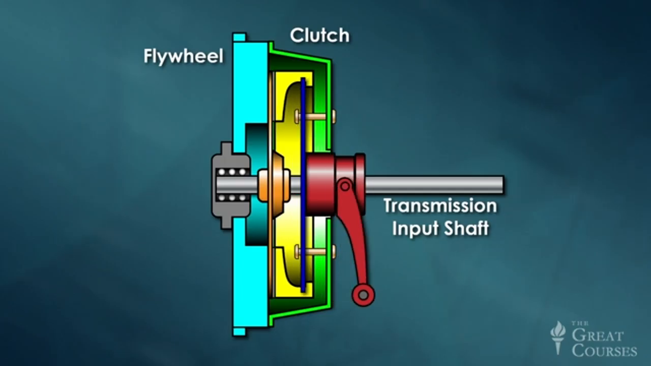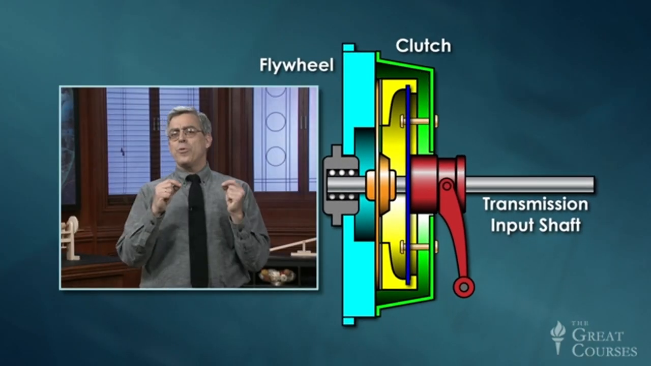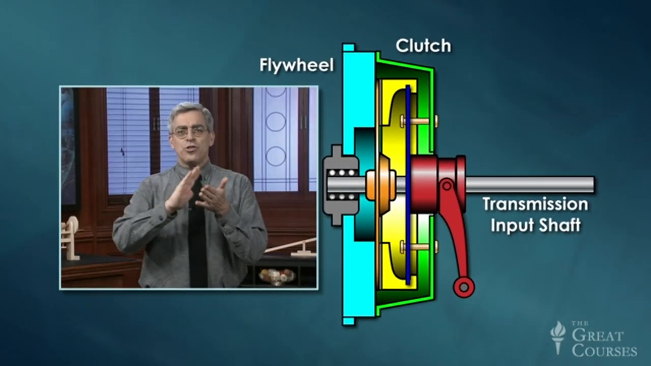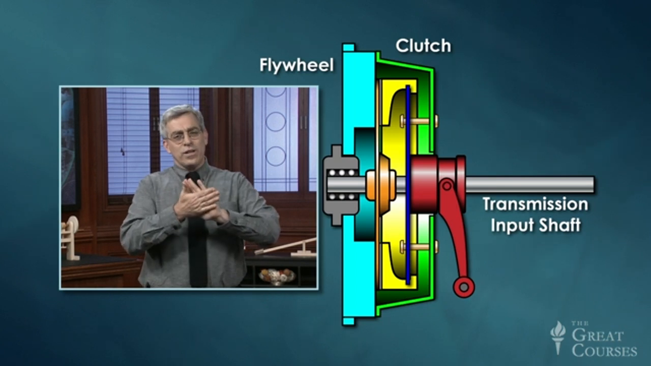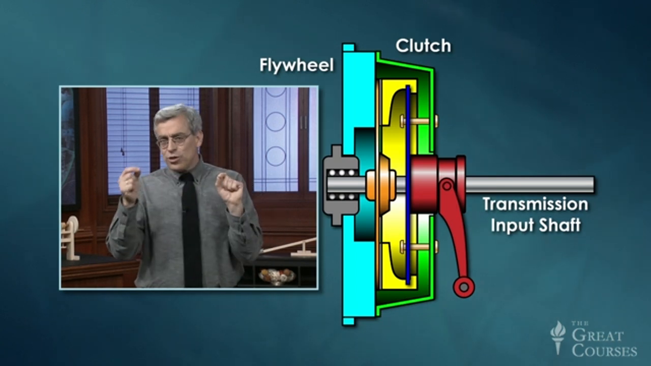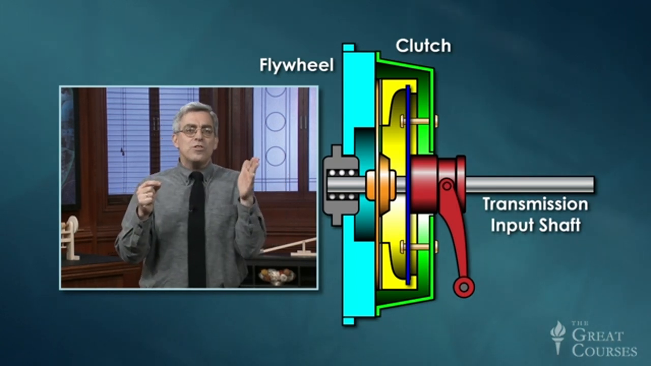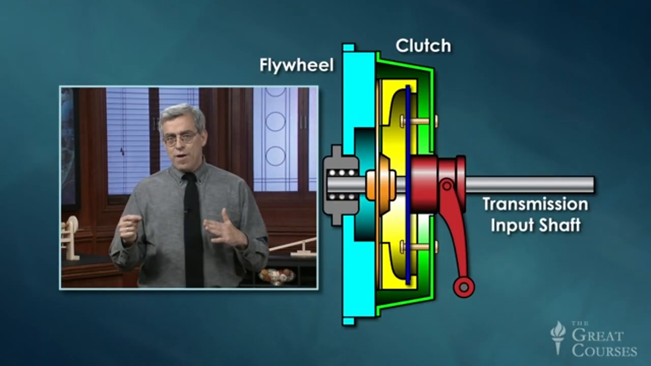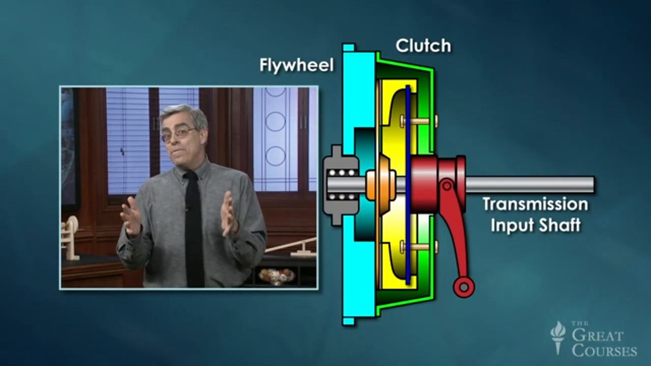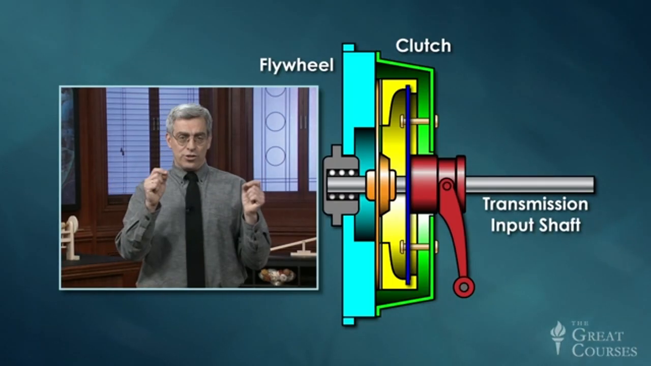When the driver re-engages the clutch, the pedal needs to be raised very gradually so that the friction between flywheel and clutch plate can gradually bring the speed of the input shaft up to the speed of the engine crankshaft. If you let up on the clutch too quickly, sudden application of torque can cause the engine to stall.